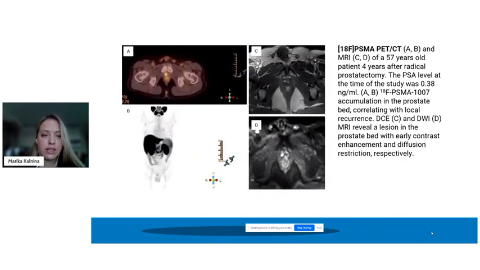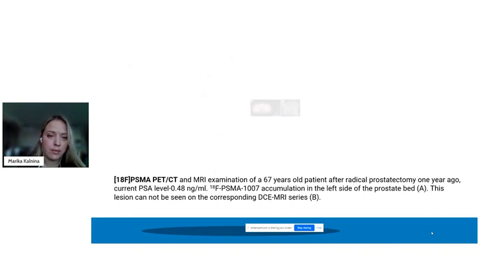There is another case. The patient was 57 years old, 4 years after radical prostatectomy, and the PSA level at the time of the study was 0.38, and fluorine PSMA accumulation was seen in the prostate bed. And you can see also in MRI sequences that the lesion was seen there with early contrast enhancement. And the images really are showing the same as PET.